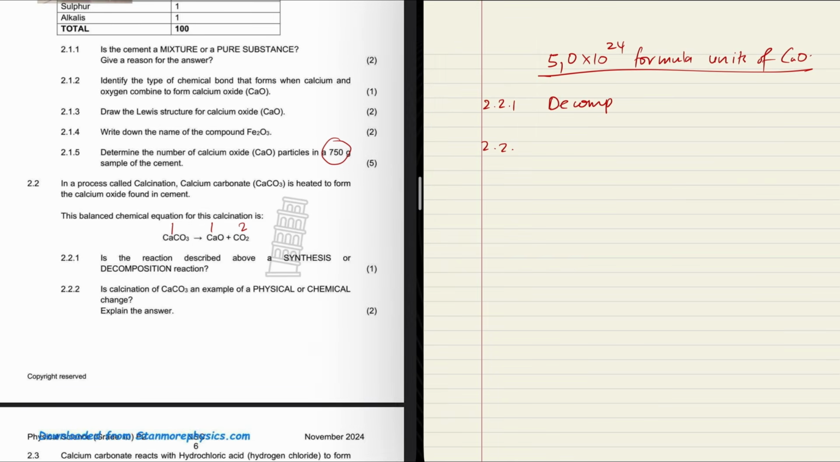Question 2.2.2: is calcination an example of a physical or chemical change? So this is a chemical change. And then explain the answer. Well, this is a chemical reaction, right? So in a chemical reaction, you're going to have a chemical change. So in a chemical reaction, you have new substances or new molecules forming.